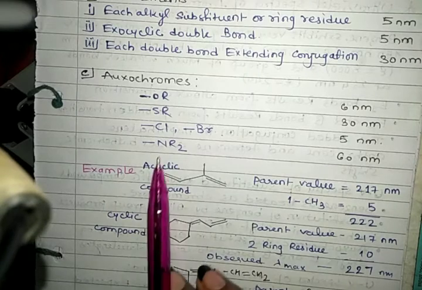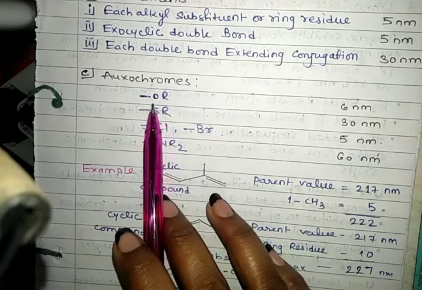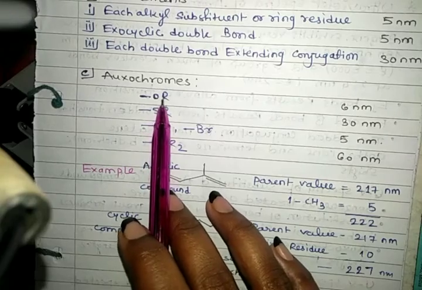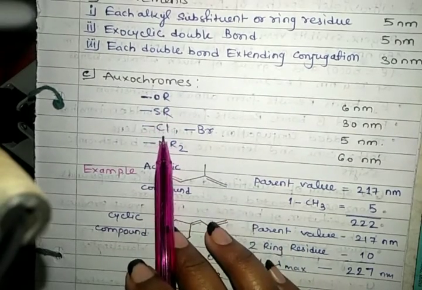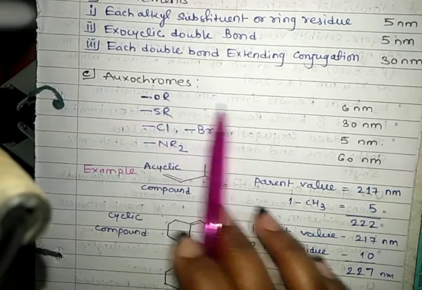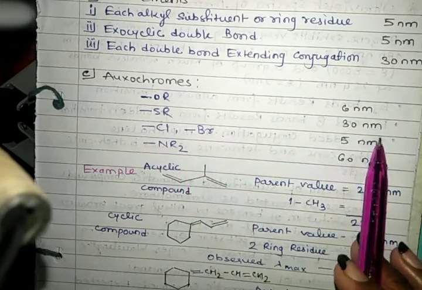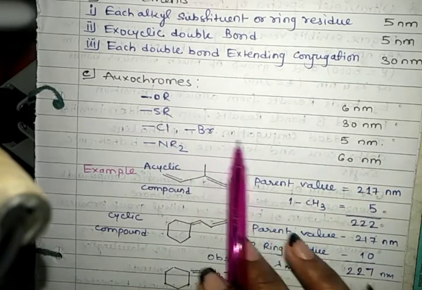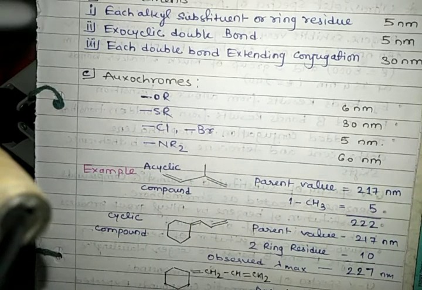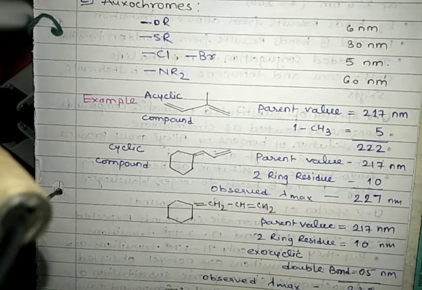Next we see auxochromes. Here different auxochromes are given. First one is OR, second is SR, third is chlorine or bromine, and next is NR2. OR shows 6 nanometer, SR shows 30 nanometer, chlorine and bromine both show 5 nanometer, and NR2 shows 60 nanometer. Next we see some examples of acyclic and cyclic compounds and calculate the observed lambda max value.